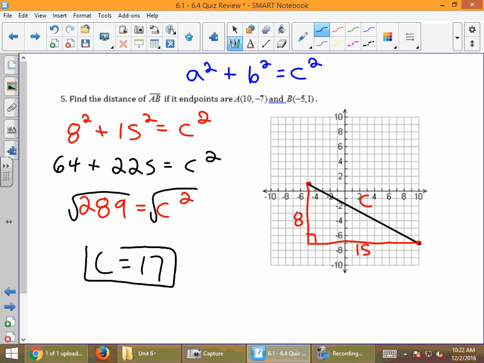Hey, what if I told you that I knew it was 17 without doing any work? Would that be cool? Because it is, in fact, a Pythagorean triple. It's a whole number right triangle. This is the third or fourth Pythagorean triple we showed you. This is an 8, 15, 17 triangle. You have the 3, 4, 5. Then we said the 5, 12, 13. And the 8, 15, 17 is another one.